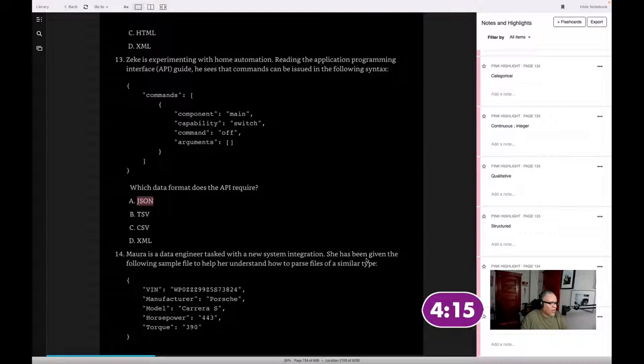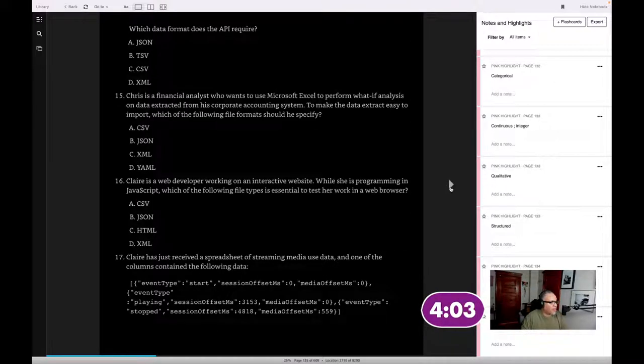All right. Mara is a data engineer tasked with the new systems integration. She has been given the following sample file to help her understand how to parse files of a similar type.